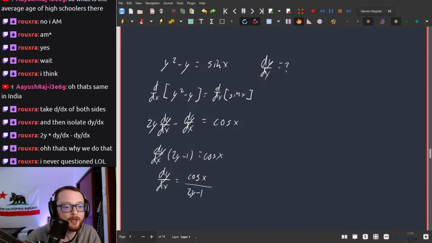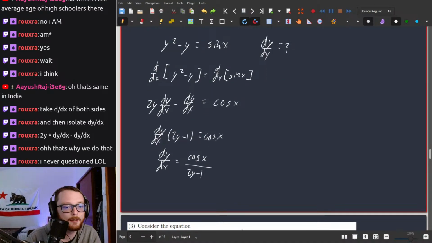If we wanted to find the second derivative now, we would take d by dx of each side again. And so we would get a quotient rule here, and that will become d squared y by dx squared. And then the quotient rule there, and remember we take the derivative of y to put a dy by dx there.